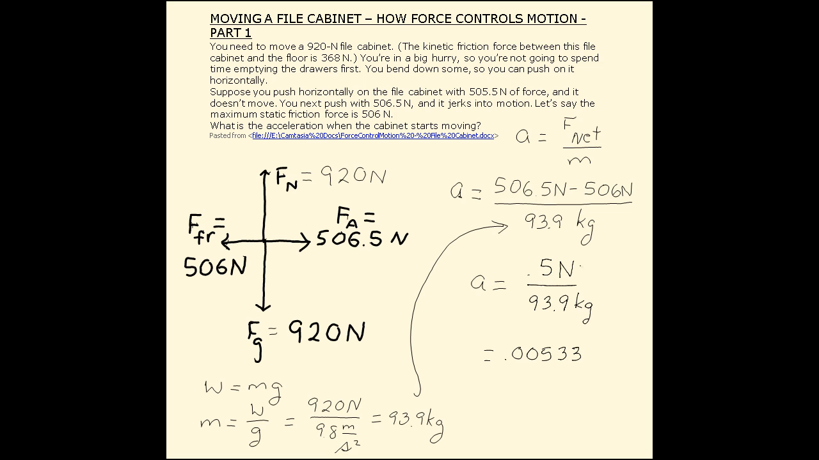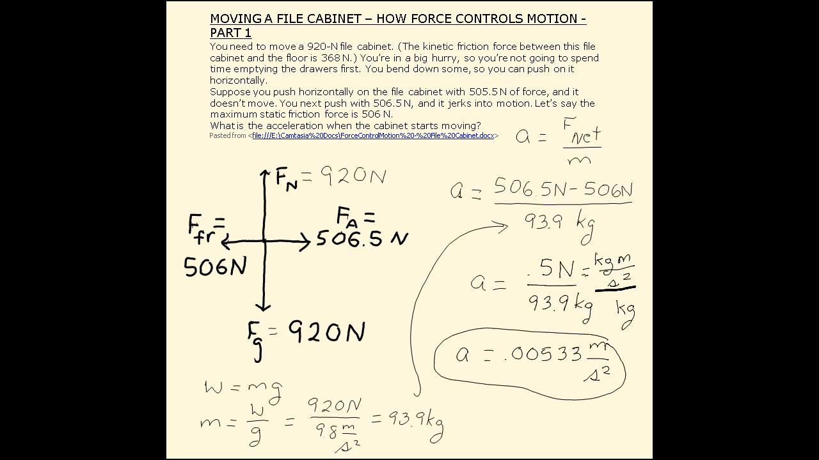And when you break the newton down into its component units, you've got kilogram meter per second squared being divided by 93.9 kilograms. So the kilograms are going to cancel, leaving us a unit of meter per second squared, which is what we would expect for an acceleration.